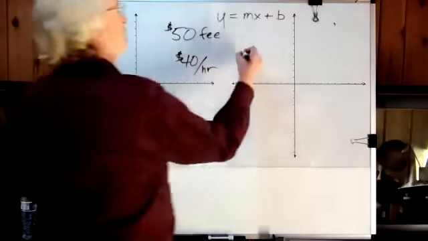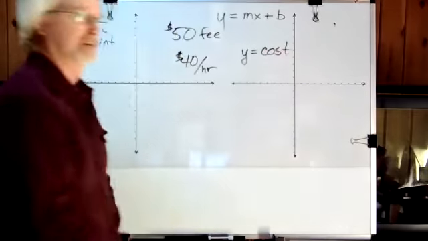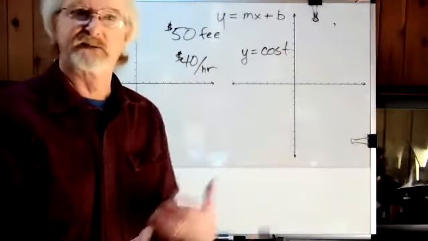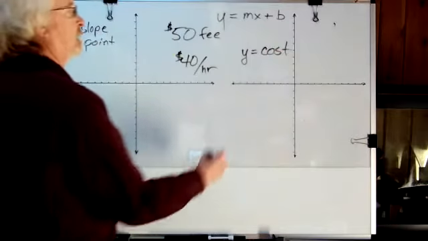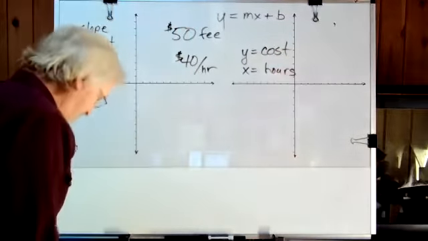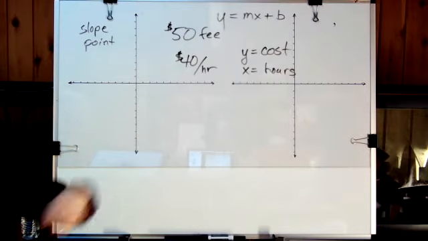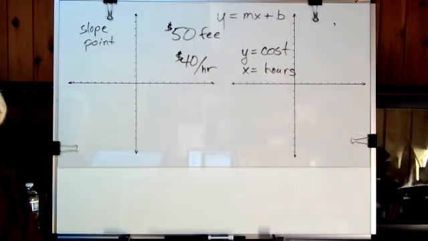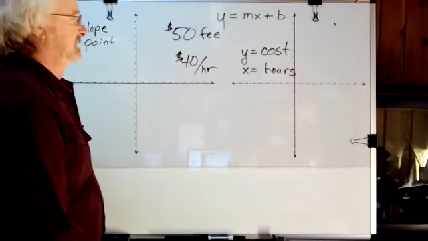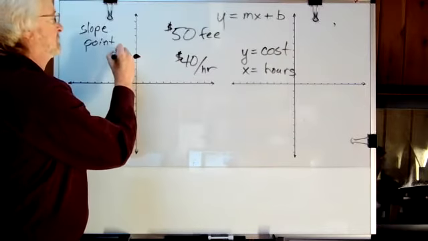That really means the y is the cost, right? And the part that varies or changes is the number of hours. Now, what kind of information did I give you? If he shows up and doesn't do anything, what's it going to cost me? $50 just for showing up? If he shows up and doesn't do anything, $50.